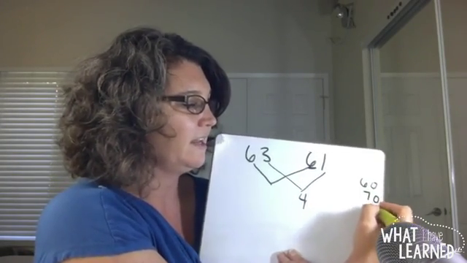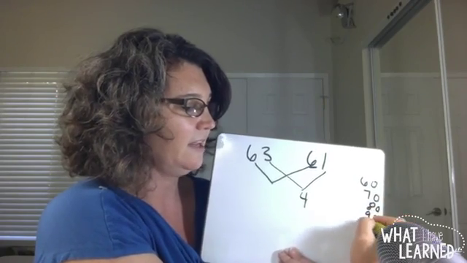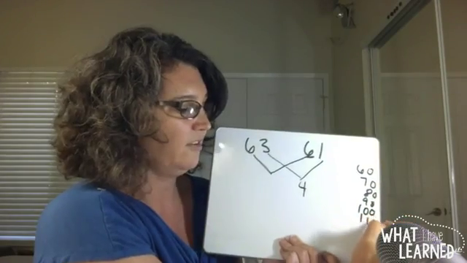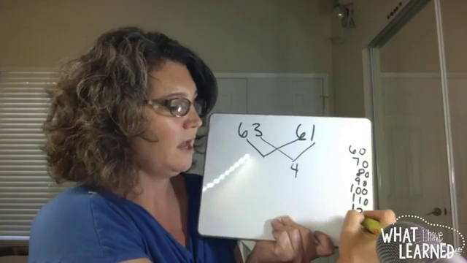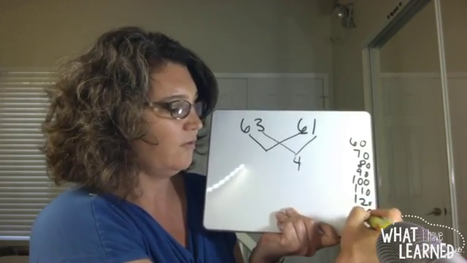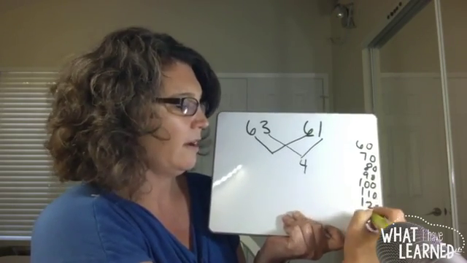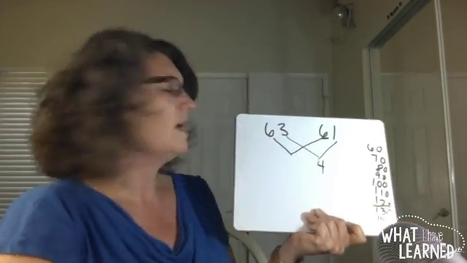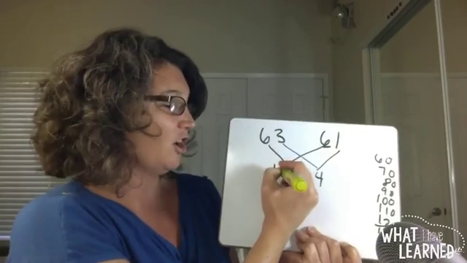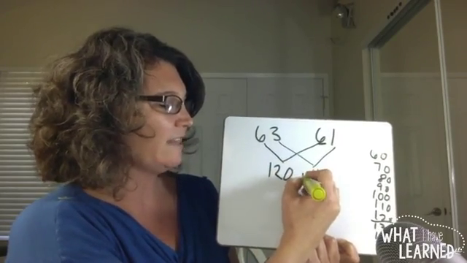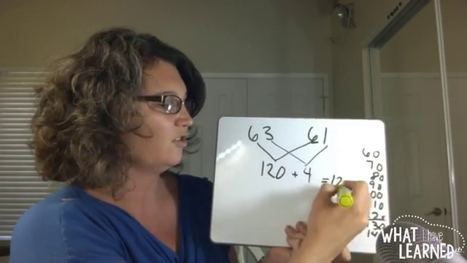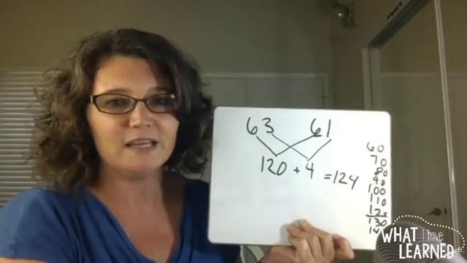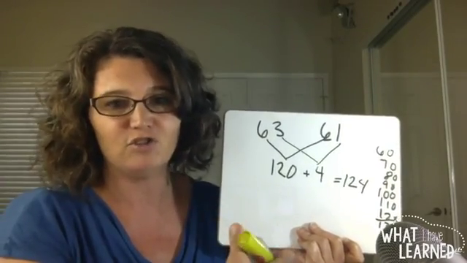So 70, 80, 90, 100, 110, 120, 130, 140, and I went too far. So it's 120. And so, sorry, 120, and then we add those together, so it's 124. And that would be the sum of the 2 days for Monday and Tuesday on there.